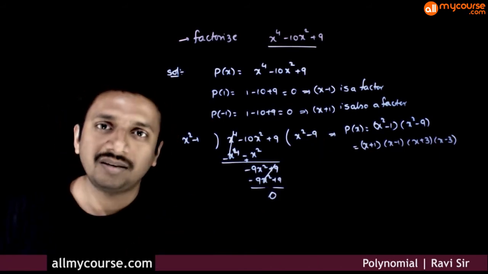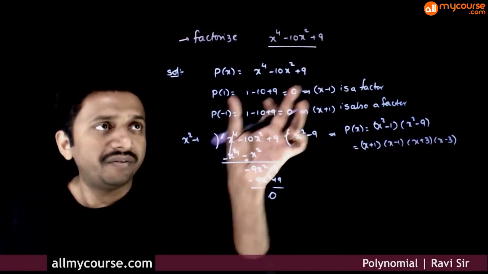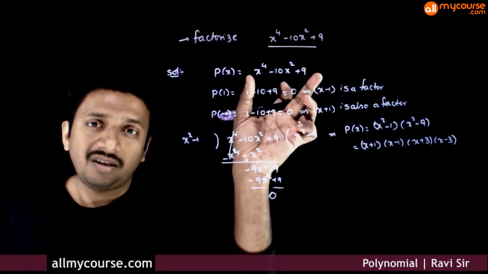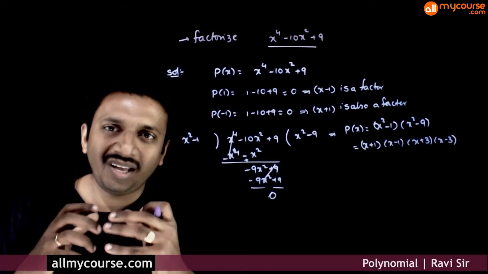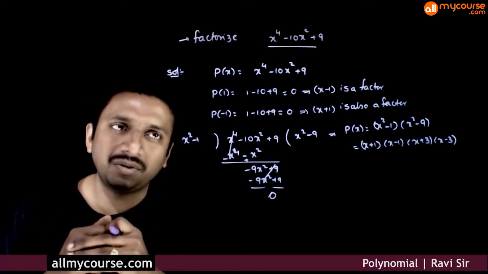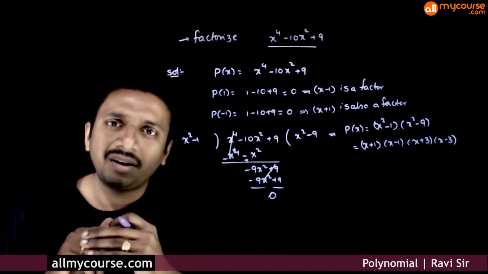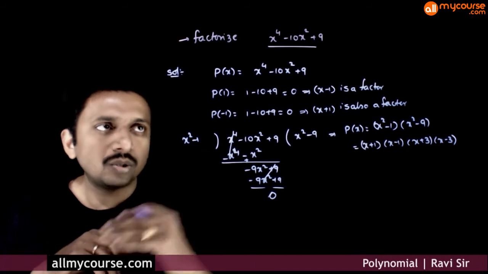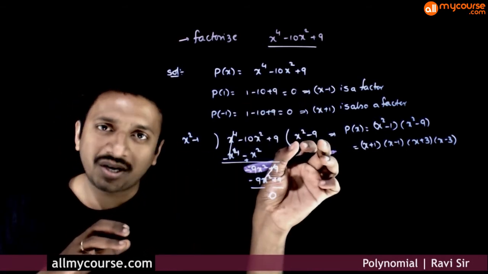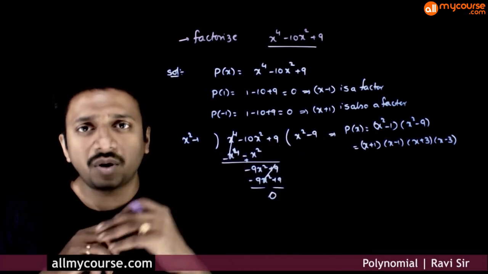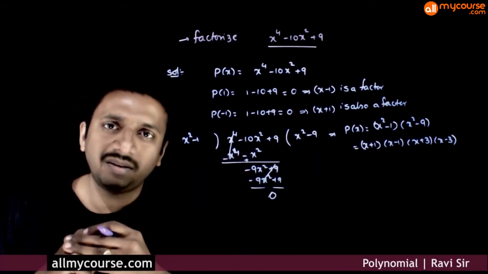So what is the basic process here? Whenever you're given a polynomial of degree greater than 2, we try to get some of the factors using trial and error and the factor theorem. Once you get some of the factors, until only a quadratic is left, for the final quadratic we can solve the equation and get the factors.